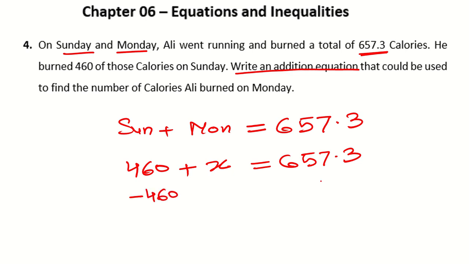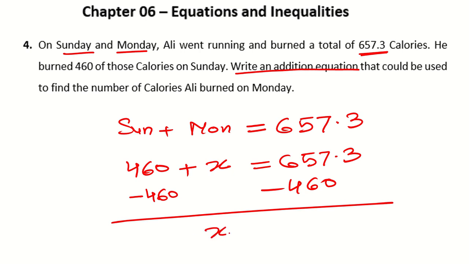So let's find the value of x. Subtract 460 from both sides, 460 here also. So x is equal to, you see, we don't have a decimal point in the lower number, so just write a decimal and put 0 here. So 3 minus 0 is 3. 7 minus 0 is 7. Then 5 minus 6 is not possible. So borrow 1 from here, it becomes 15 and 6 will become 5.